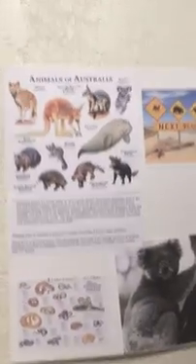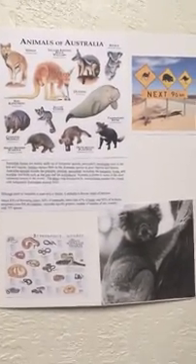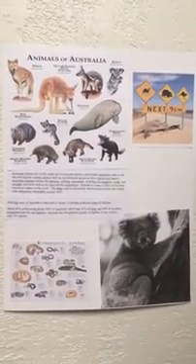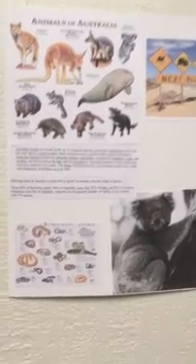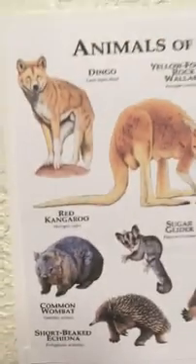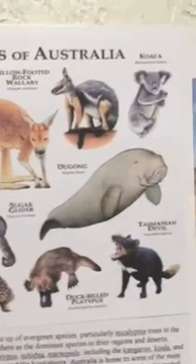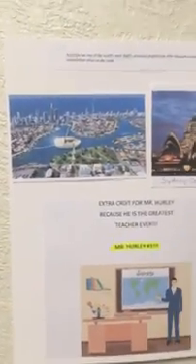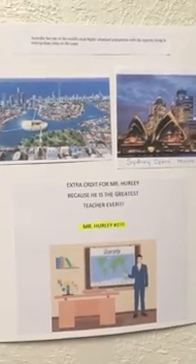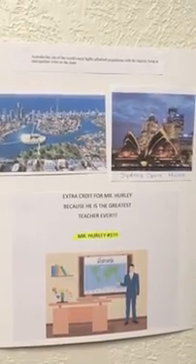Animals of Australia. These are some of the Australian animals that can only live in Australia and not in other places. There are also 21 venomous snakes that live in Australia and are native there. Australia has one of the most highly urbanized populations, with most people living in cities on the coast.